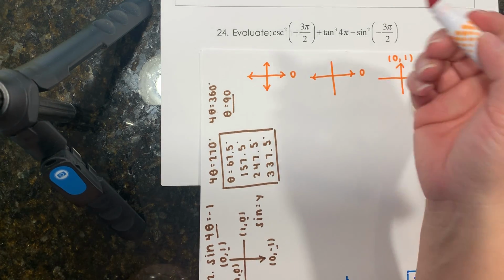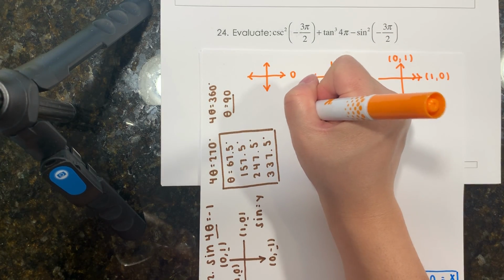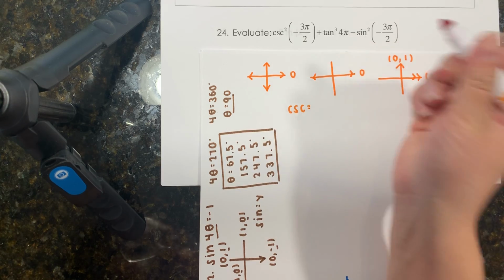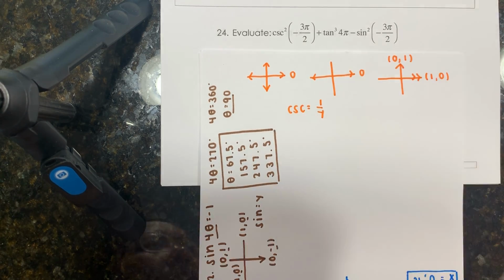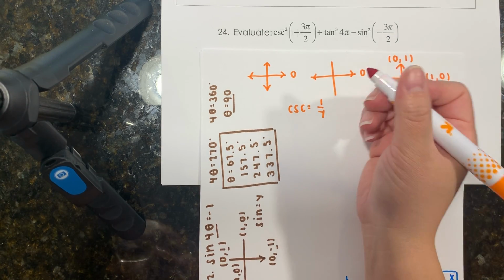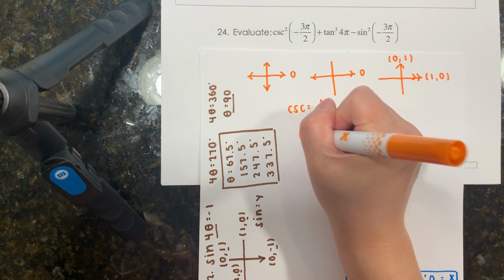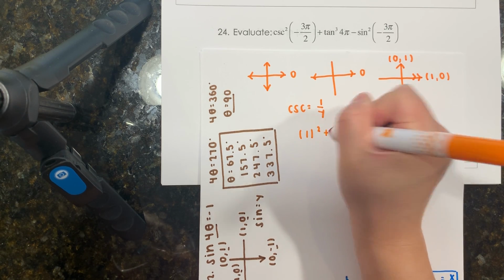So for the first one, I have cosecant, which is equal to the inverse of sine. So that would be 1 over the y-coordinate. The y-coordinate at 90 degrees is 1. So 1 over 1 would just be 1. I would have to square that.